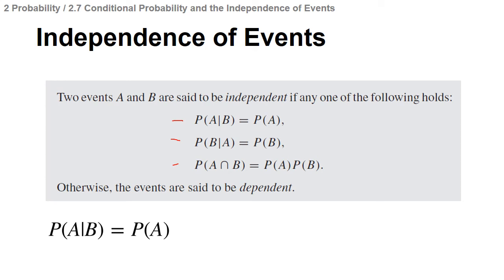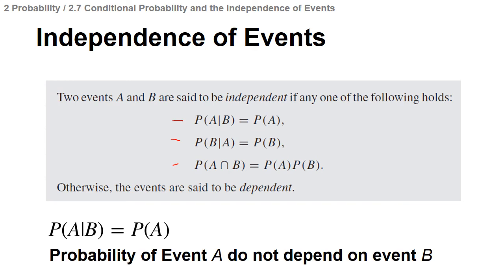The left-hand side is probability of A given B. If probability of A given B is equal to probability of A, it implies that the probability of event A does not depend on the event B. So this is independence. To check the independence of events, you should check one of these. The simplest one would be this: probability of A intersection B is equal to probability of A times probability of B.